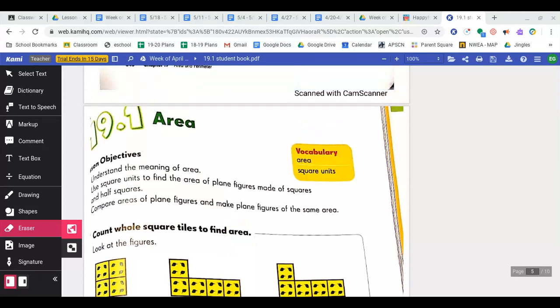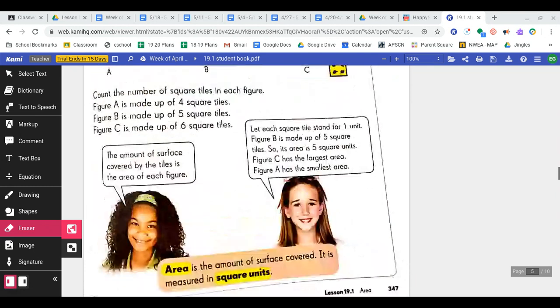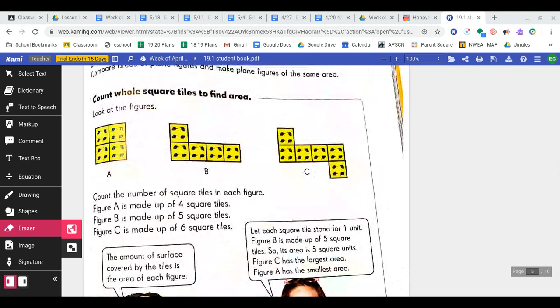Hey, this is going to be a math video for this week on area and perimeter. So today for this lesson, we're just going to talk about area of a space. So if you are following along in your textbooks, you can turn to page 347 right now.